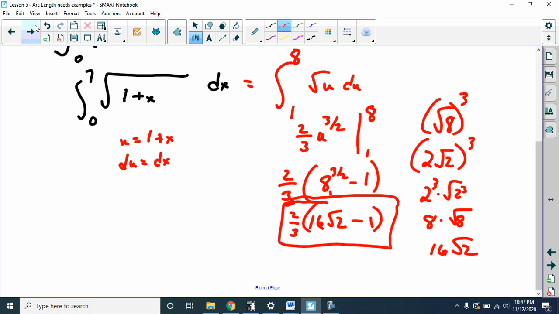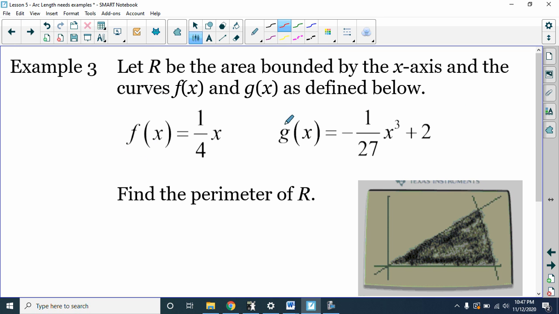And then one more. This one is another one of these problems where it gives us a region. So it's bounded by f of x equals 1/4 x. Here's g of x equals negative 1/27 x cubed plus 2. And it's also bounded by the x-axis. So it's this shaded region here. Usually we're looking for the area, or if we revolve it about an axis, find the volume. This time it asks us for the perimeter, so it wants the distance around this figure.